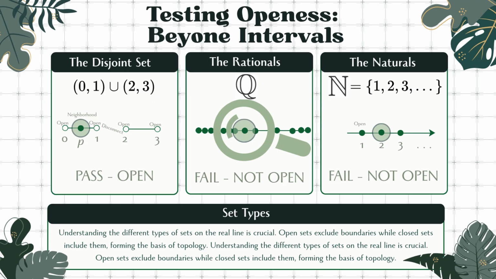The rational numbers fail this test. Every neighborhood around a rational number also contains an irrational number. So no neighborhoods stay entirely inside the rationals. The natural numbers fail for a different reason. Around any natural number, every neighborhood contains non-natural numbers. Therefore, the natural numbers are not open. Notice that the same simple question works for every set. Can I find a neighborhood around each point that stays completely inside the set?